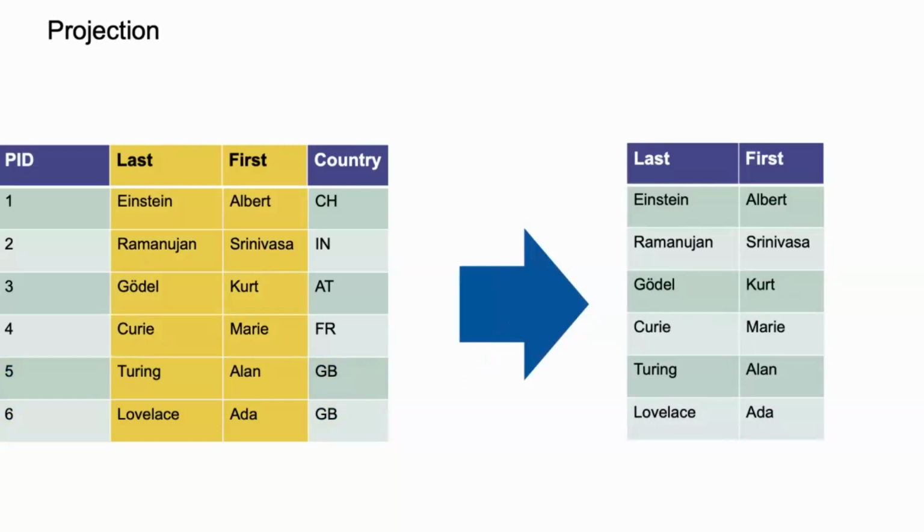Now we have projection. Projection does it on the columns instead of the rows. So in that case, you say you only want to see last and first, but you no longer want to see PID and country. That is called a projection. How do you do it in Excel? You select the column and you say hide, right? And then unhide if you want to remove it. But that's basically hiding columns in Excel, okay? That's a projection.